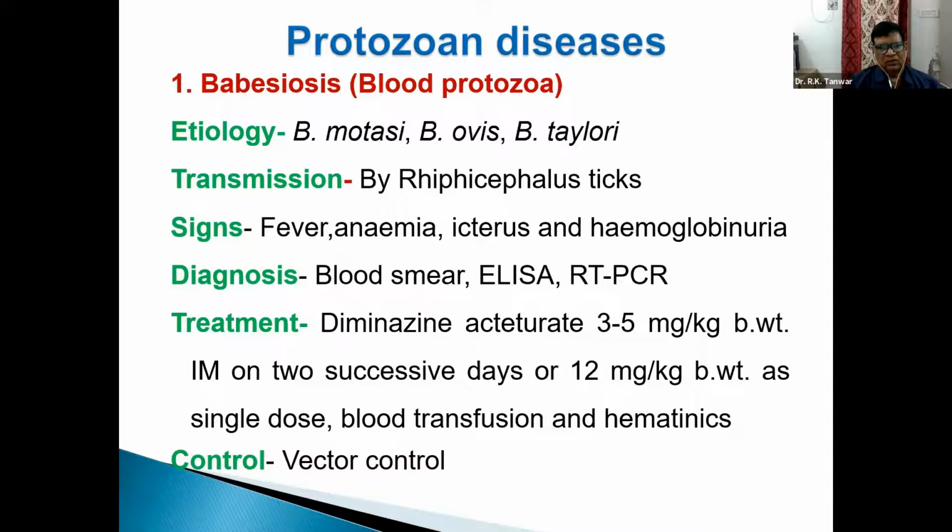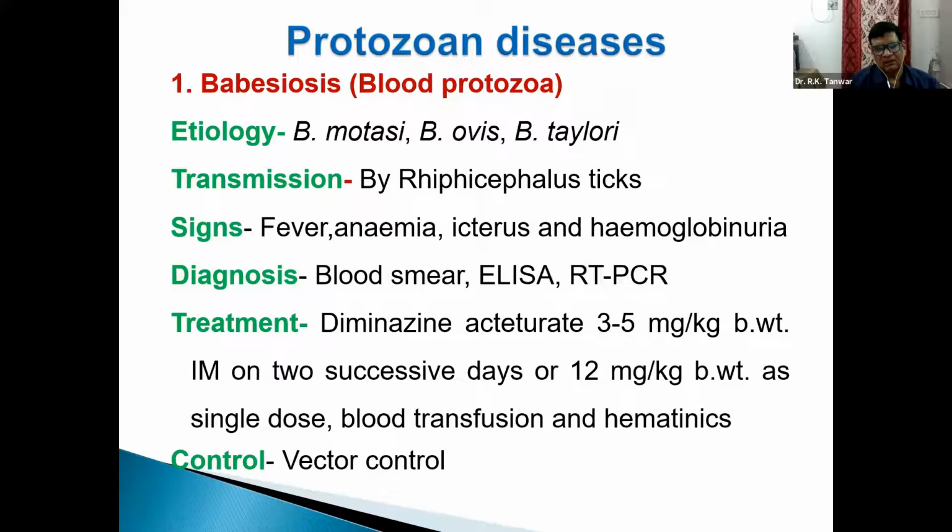Then protozoan diseases: babesiosis, as I told you, there is a history of hemoglobinuria. Veterinarians must know the difference between hematuria and hemoglobinuria. In hemoglobinuria, the urine is coffee or black tea colored. But in hematuria, it is red, and if you keep it for some time in a test tube, there is formation of an RBC layer. If you centrifuge it, there is formation of a button.